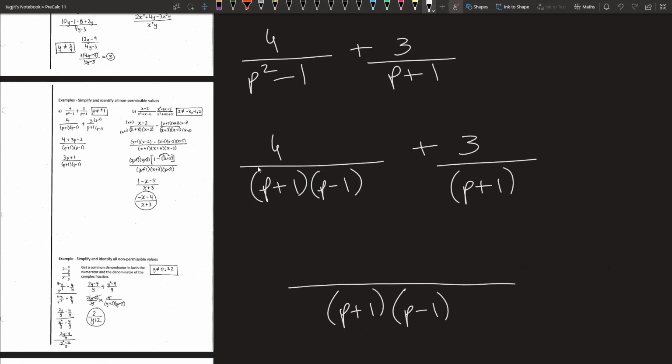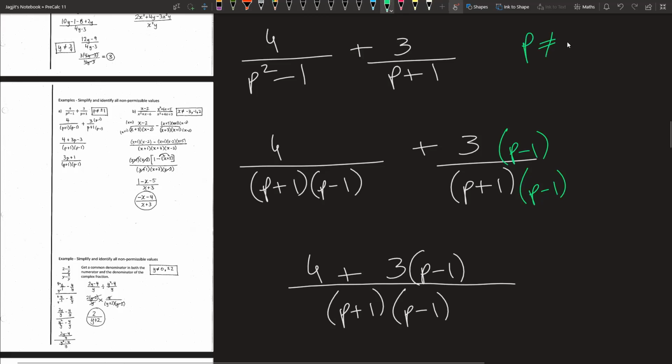What that means is this term already has the common denominator, so this will just be 4. Now, whereas this term is missing your p minus 1. So you'll put p minus 1, you'll multiply the top and the bottom by that. So what that means is this becomes 3 times p minus 1. Okay? Always write the non-permissible. For p plus 1, your non-permissible is p cannot be minus 1. For p minus 1, p cannot be positive 1.